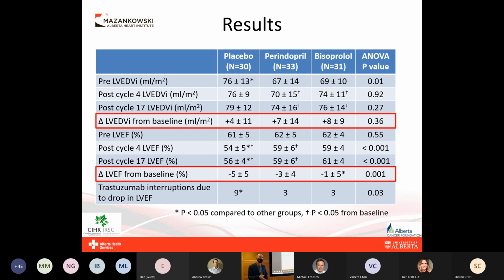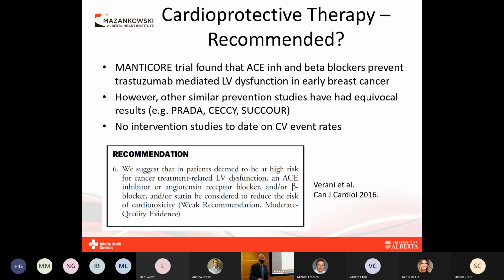And the other interesting thing is when people have a decline in ejection fraction, it often leads to an interruption of their treatment, and in some cases, a complete discontinuation of their breast cancer treatment. There were fewer interruptions in treatment for people on prophylactic ACE inhibitors or beta blockers, and we had no patients who needed to come off of these treatments during the study. It was very safe. So we found that bisoprolol and perindopril prevent trastuzumab-mediated cardiac dysfunction.